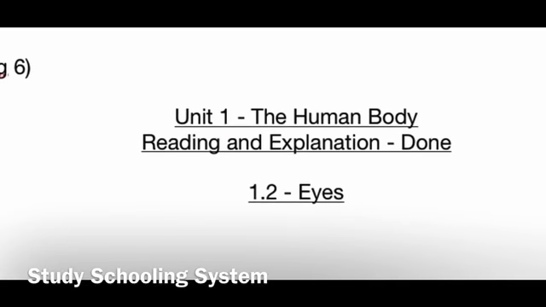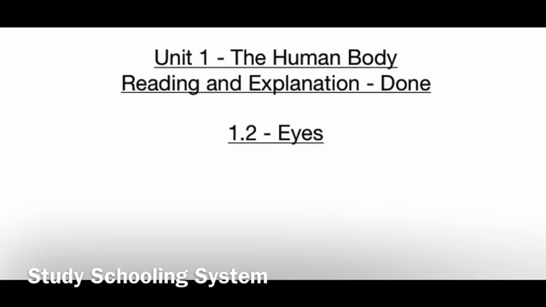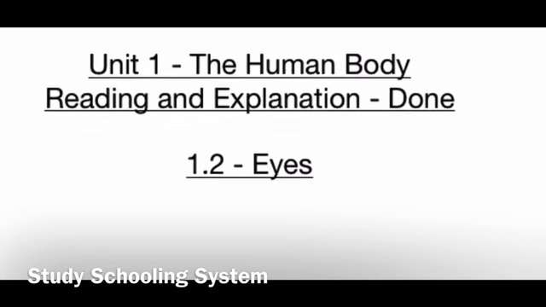In the middle, write Unit 1, the human body, reading and explanation done. Leave a line and write 1.2 eyes. Your title page is ready. Let's go to the next page.